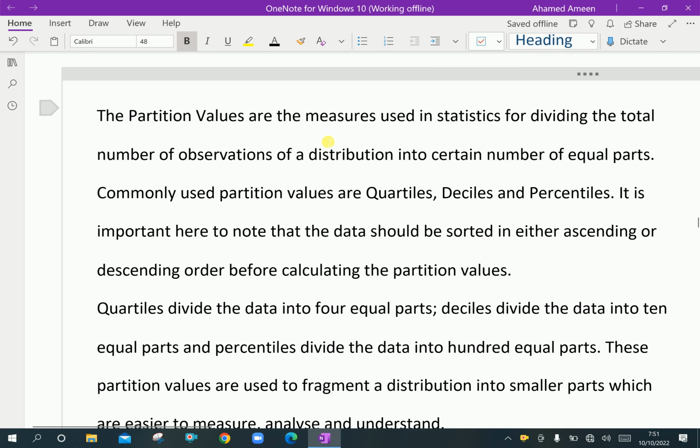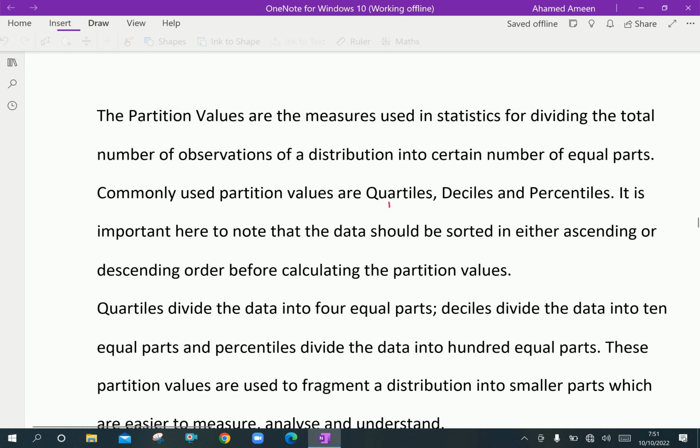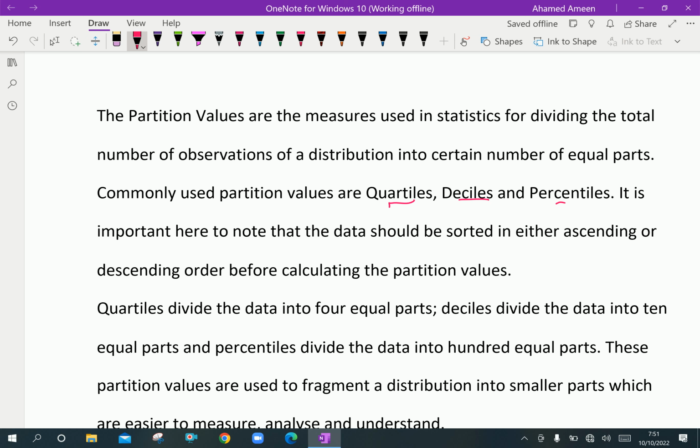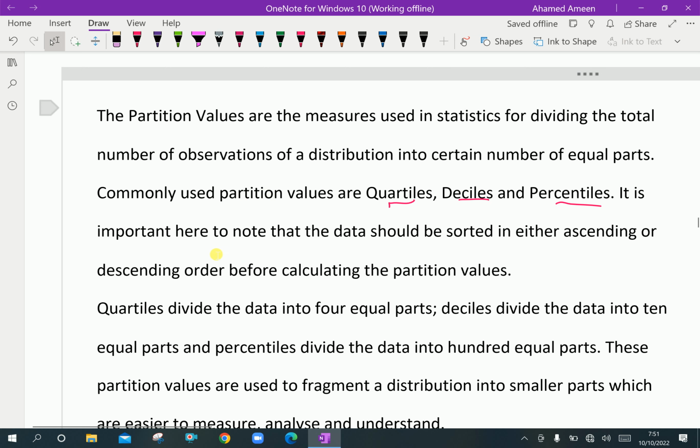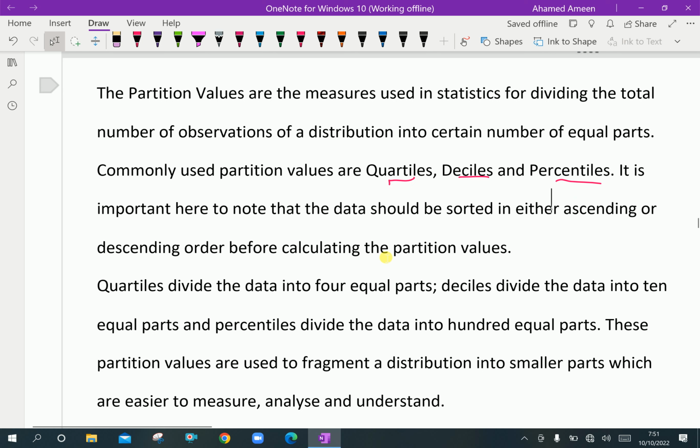Welcome to aminacademy.com. In statistics, let us discuss partition values. The partition values are the measure used in statistics for dividing the total number of observations of your distribution into a certain number of equal parts. Commonly used partition values are quartiles, deciles, and percentiles. It is important to note that the data should be sorted in either ascending or descending order before calculating the partition values.